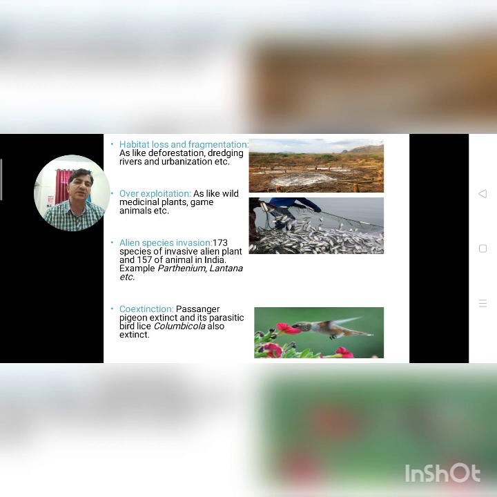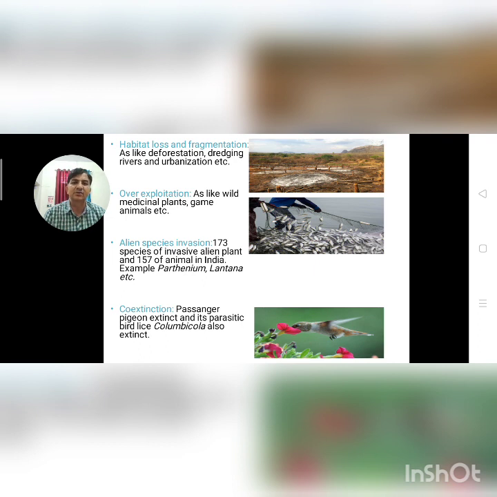Alien species invasion, perhaps another very important reason. There are 173 species of invasive alien plants and 157 species of animals in India. Lantana camara, Parthenium. They have literally encroached all the land. The Himalayas have been invaded by this lantana. It's a huge problem these days.